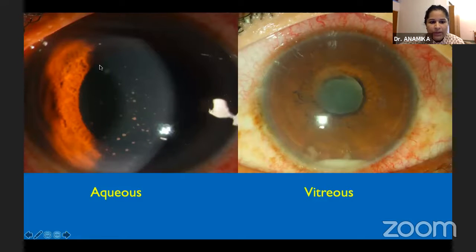So now take a look at this photograph. This is a case of an anterior uveitis patient who had these pigmented keratic precipitates. Now let's reflect on this pearl for a moment, that when you see pigmented keratic precipitates in an anterior uveitis, most likely you are dealing with a viral etiology.